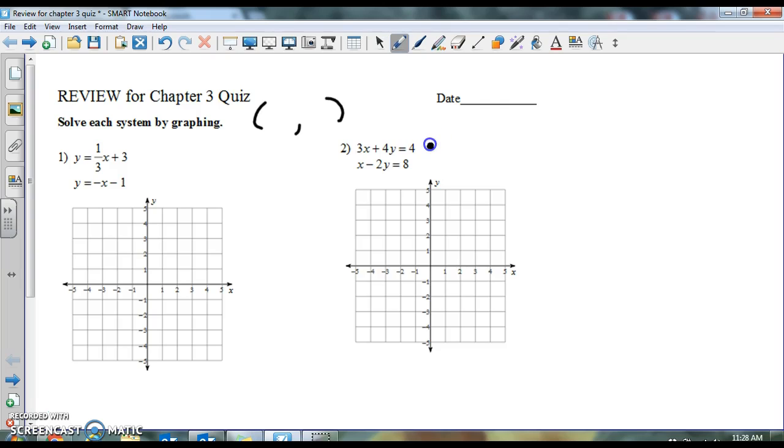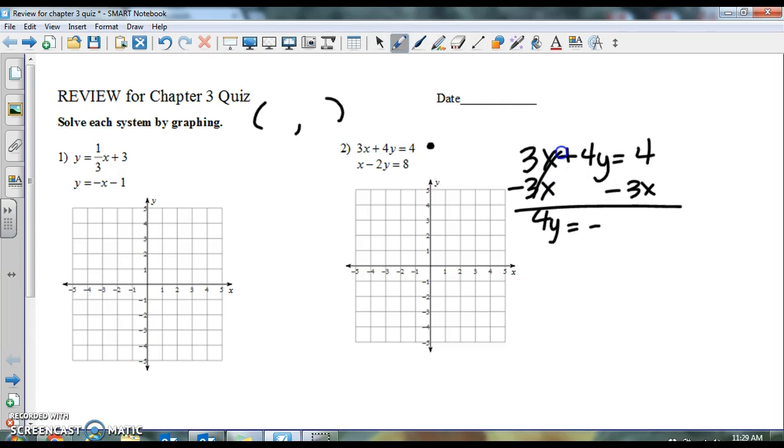So for this first one, I'm going to put that in slope-intercept form, which we've been working on all week long. We're going to subtract 3x from both sides, and you have positive 4y equals negative 3x plus 4. Then you're going to divide each side by 4, and don't be selfish, you're going to divide everything by 4. And you're going to have y equals negative 3/4 x plus 1.